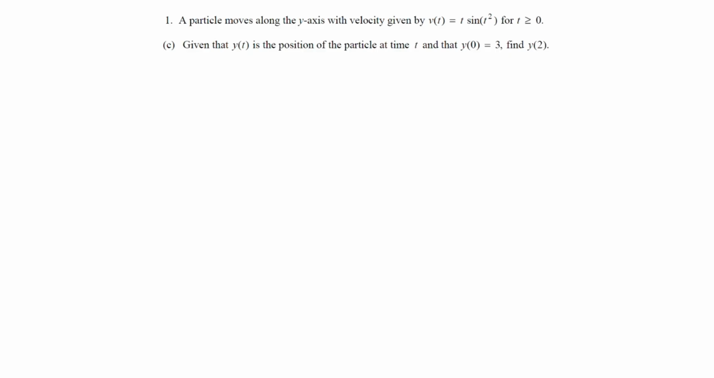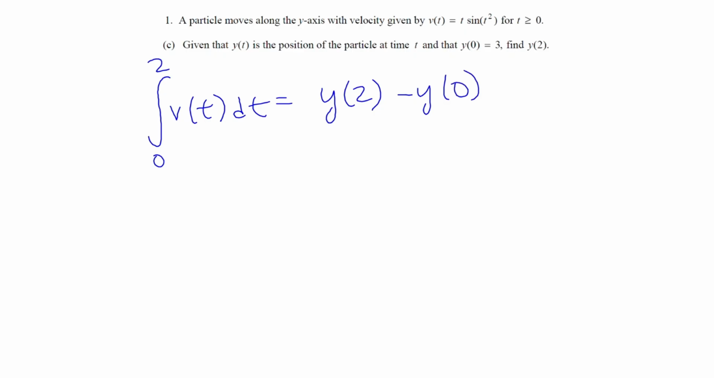In part C, it says, given that y of t is the position of the particle at t, and that y of 0 is 3, find y of 2. Well, to find y of 2 here, we just need to recognize that if we integrate the velocity from 0 to 2, that should tell us the displacement of the particle, or its change in position, between 0 and 2. So that should tell us what y of 2 minus y of 0 is.